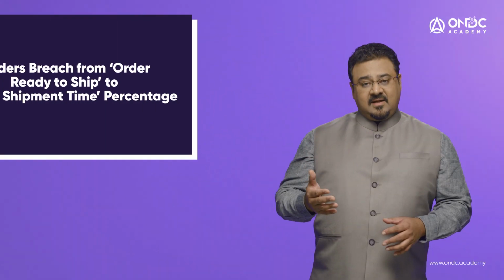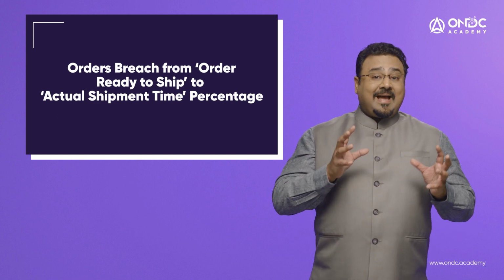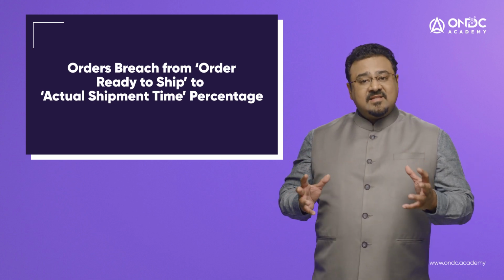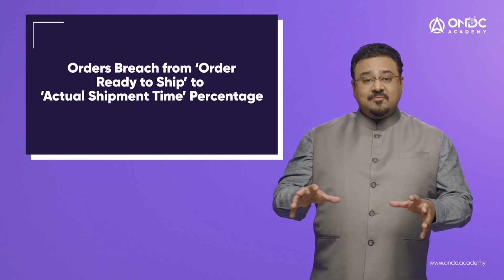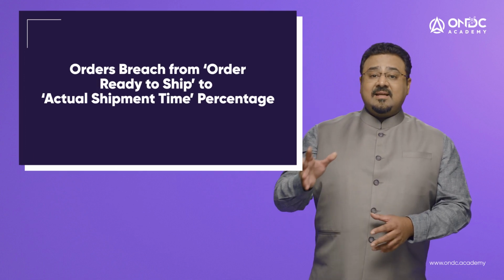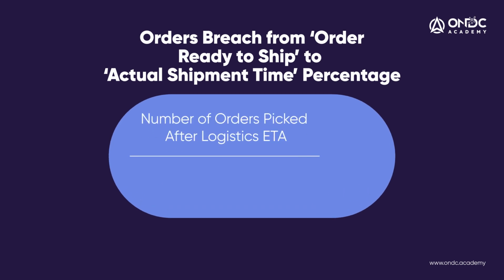And then finally, we have orders breach from order ready to ship to actual shipment time percentage. This metric helps identify the rate of breach of timelines by logistics in pickups. These breaches result in an increase in return before delivery. You can calculate this percentage by dividing the number of orders picked up after logistics ETA by the total orders shipped multiplied by 100. This is another important metric for both the seller network participant and the seller.